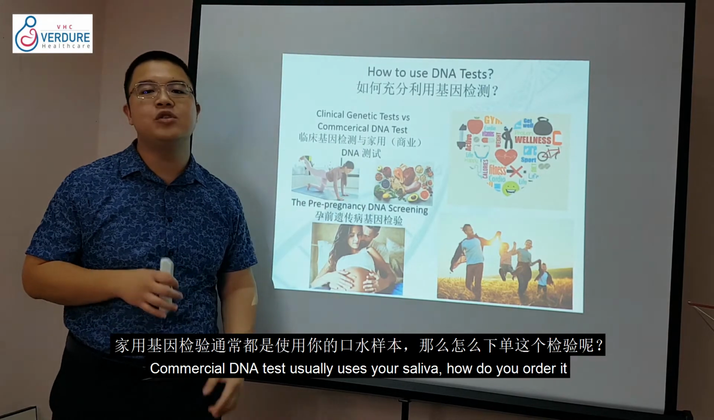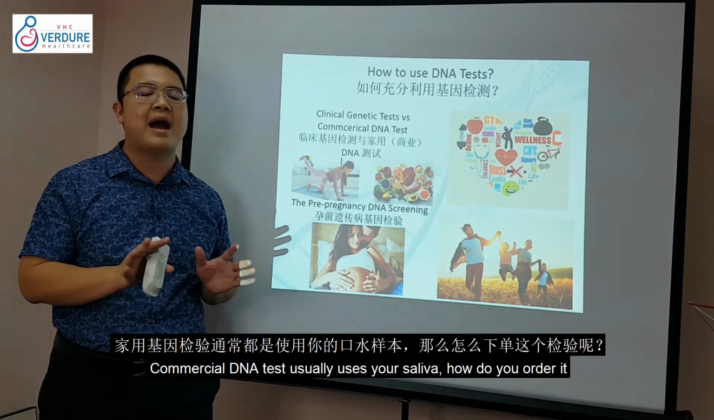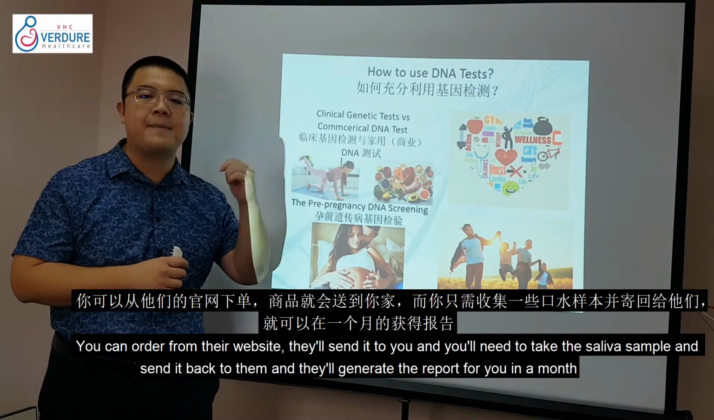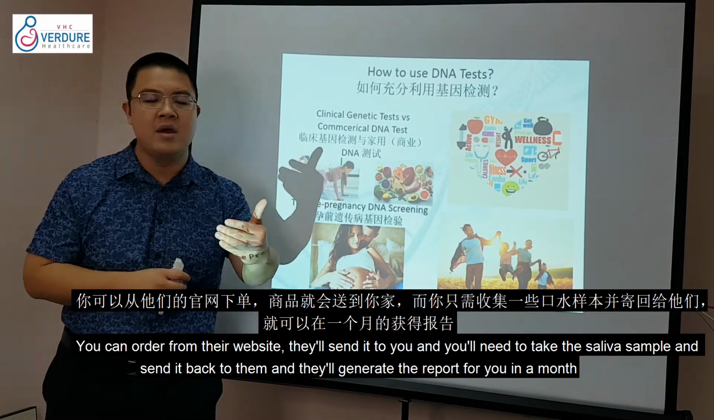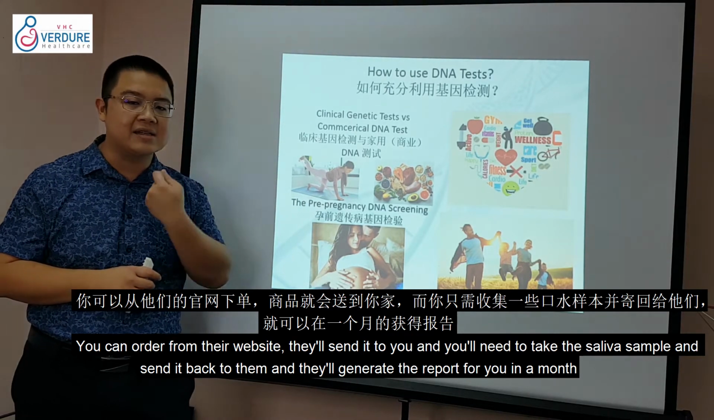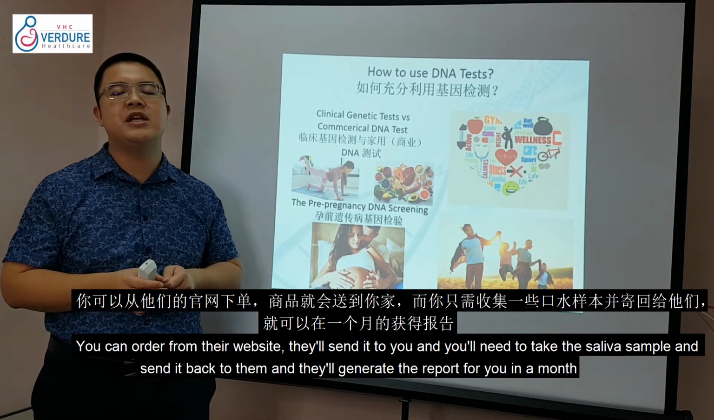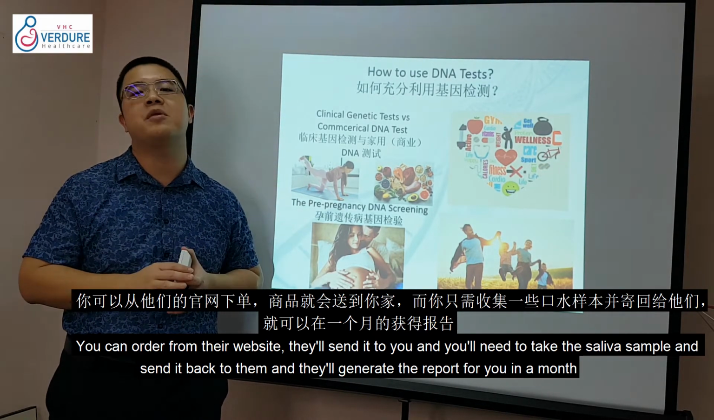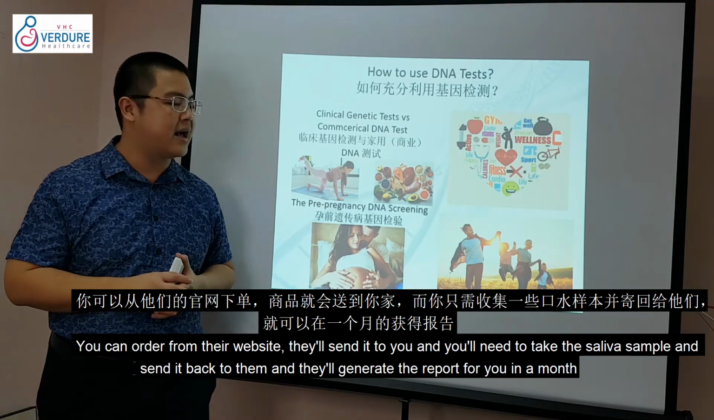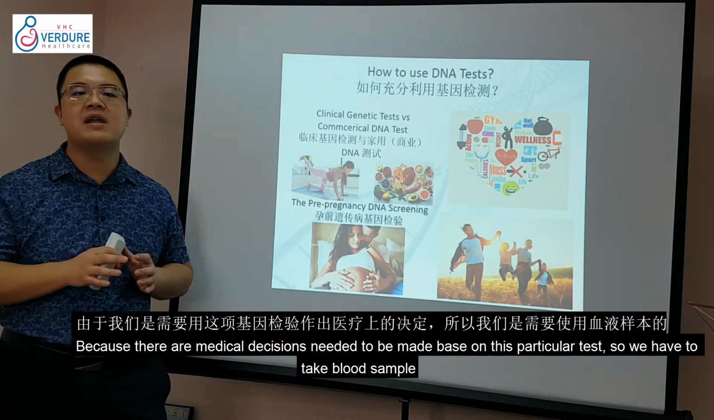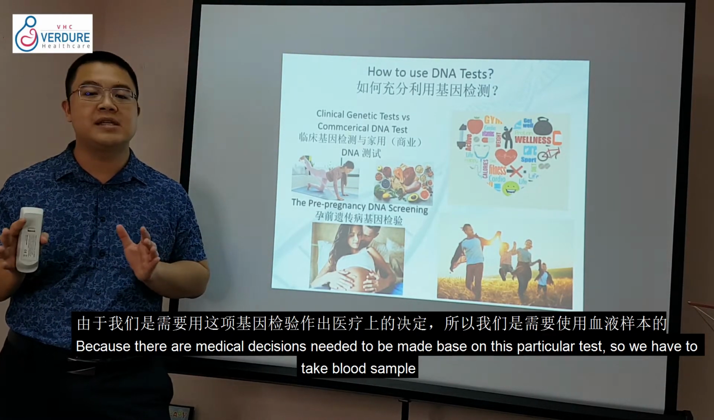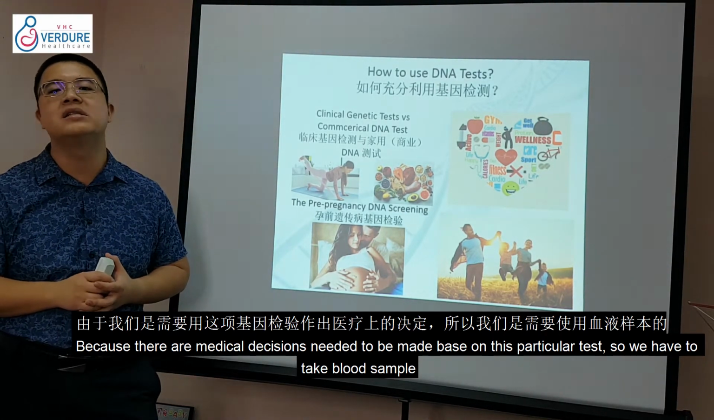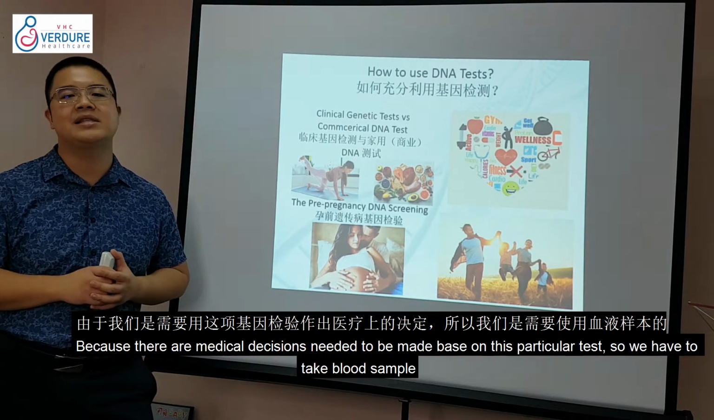Okay, I almost forgot. Commercial DNA tests usually take your saliva. So how do you order it? You go onto the relevant website, you order a package, they will courier it to you, and then all you need to do is take a saliva sample, put it into the tube, and send it back to them, and hopefully they will be able to produce a report to you within a month. For us, because there are medical decisions that have to be made based on this particular test, we have to take blood samples.